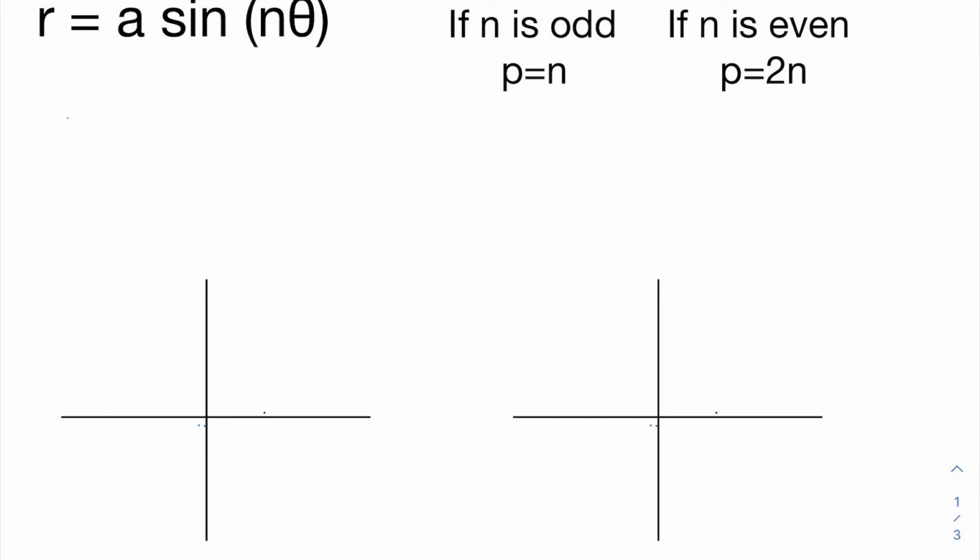In one of my previous videos, I showed how we can graph a cosine n theta for rose petal equations, and now we're looking at the base equation of r equals a sine n theta. Some of the same things will hold true. If n is odd, the number of petals that you have will equal n. If n is even, the number of petals that you have will equal 2n.